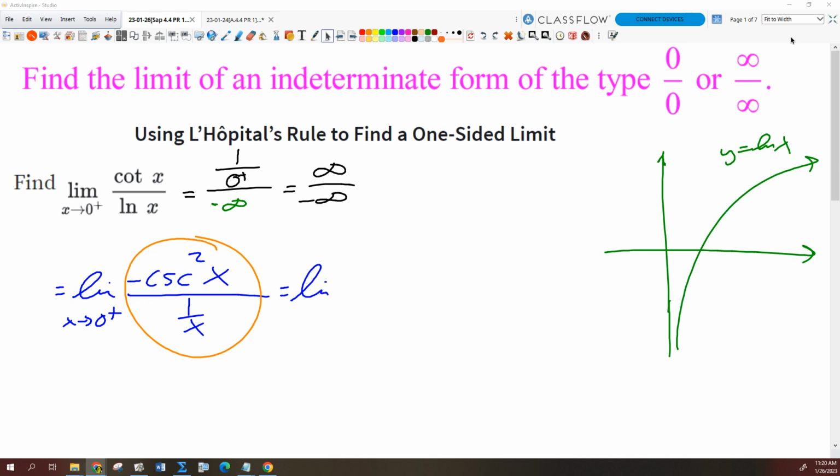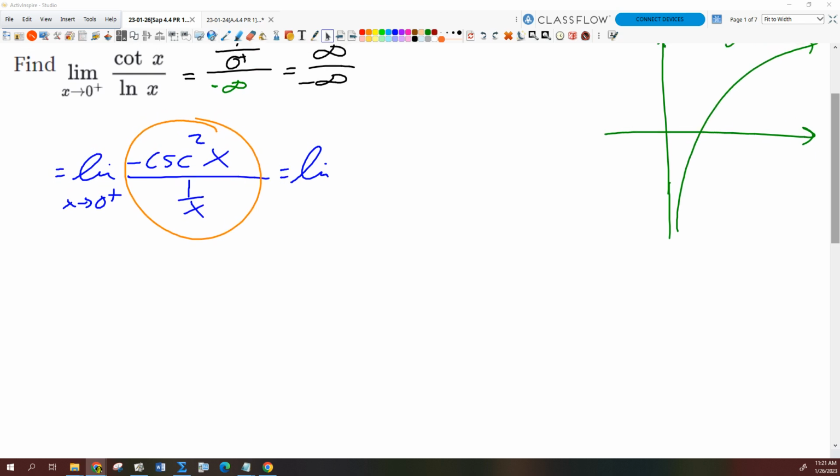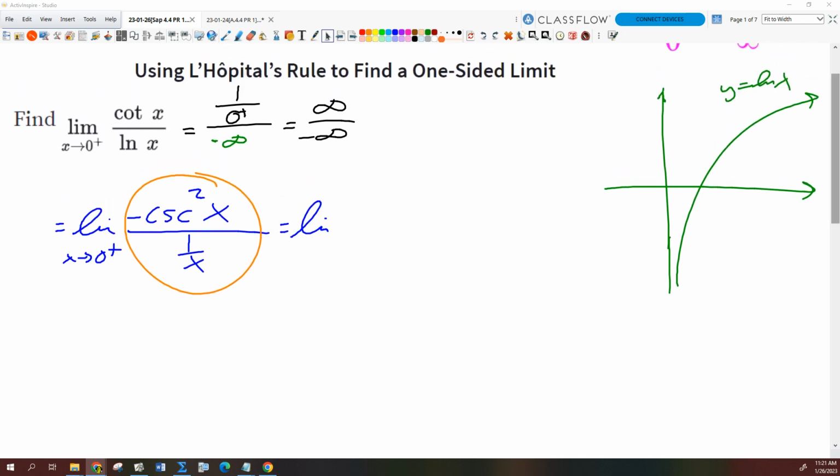So this is classic L'Hopital's rule. We're just going to differentiate the top and differentiate the bottom until it's no longer indeterminate. Okay, well, after one step, it is still indeterminate, right? Because what is the value of cosecant x as x approaches 0 plus? Cosecant's 1 over sine, right? Think what a sine function looks like.